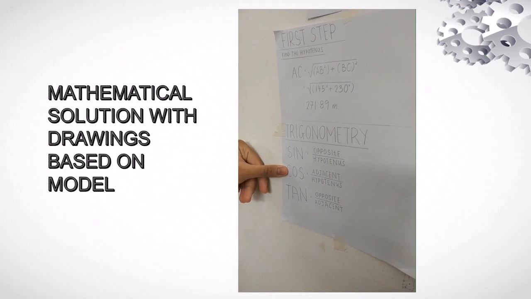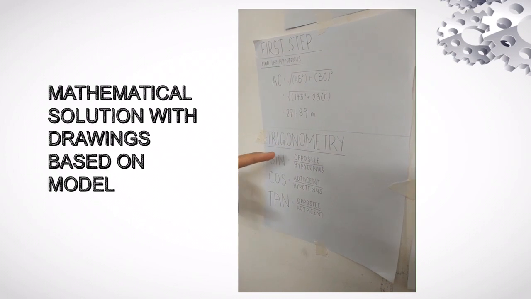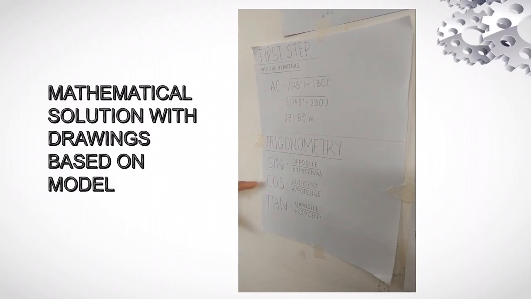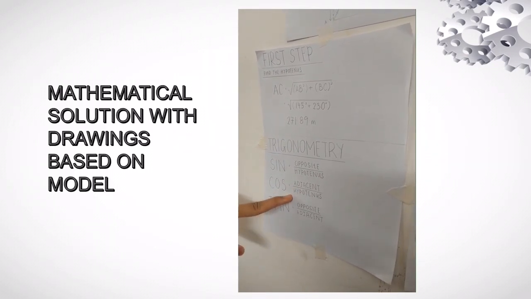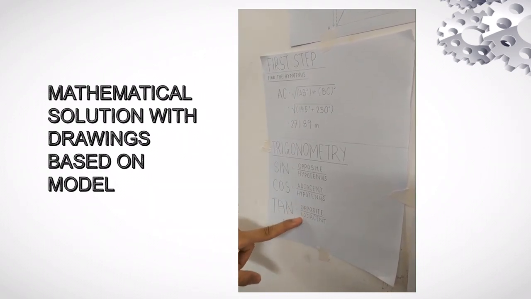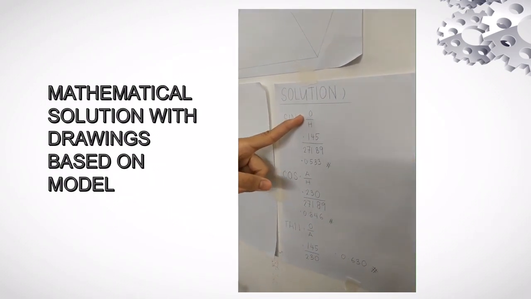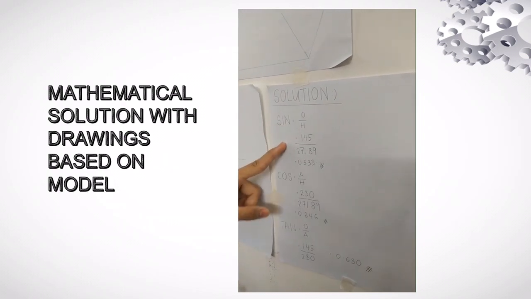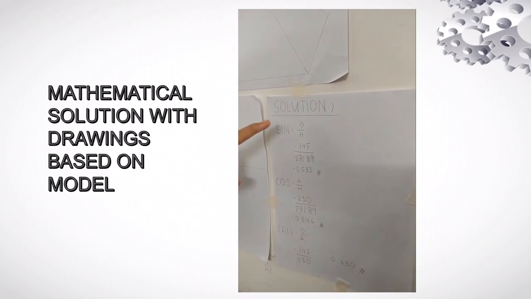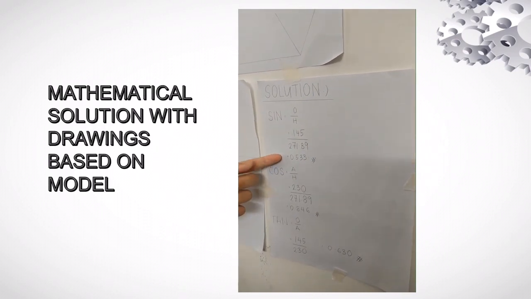So we should use trigonometry. We have sine, cos and tangent. For sine, we have opposite over hypotenuse. For cos, adjacent over hypotenuse, and then lastly tan, opposite over adjacent. So this is the solution. Sine equals opposite over hypotenuse. So opposite is 145 and hypotenuse is 271.89. So we have the answer.